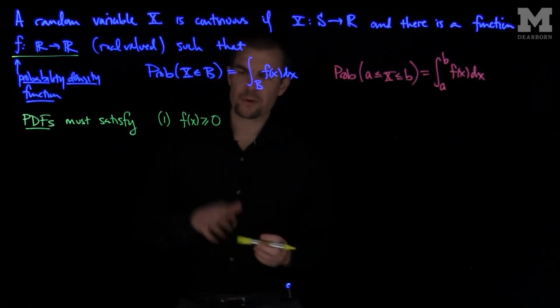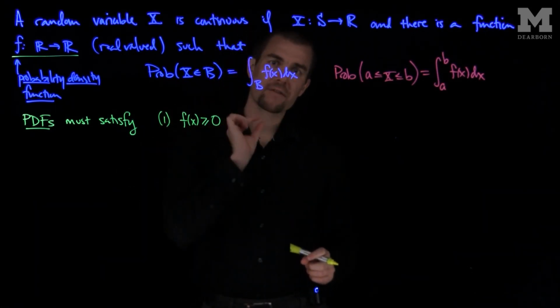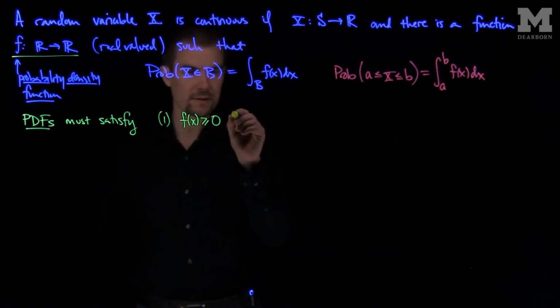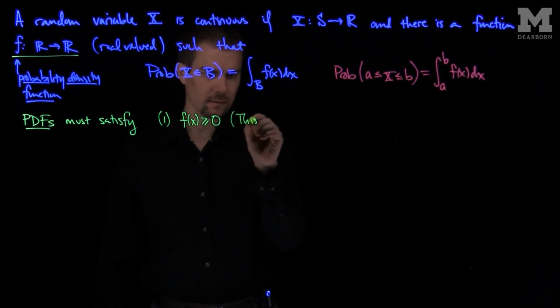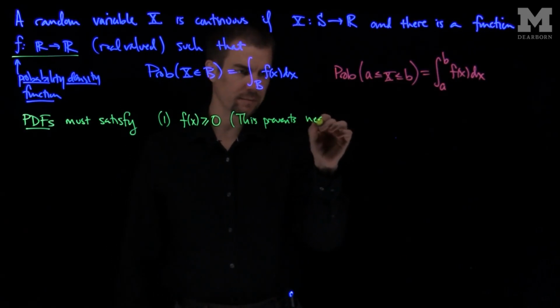And the reason that it has to be greater than or equal to 0 is that if f of x was ever negative, even on some small interval, I could have a negative probability, right? So this prevents negative probabilities.